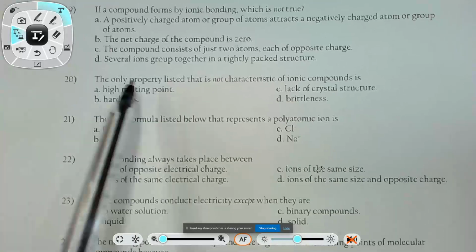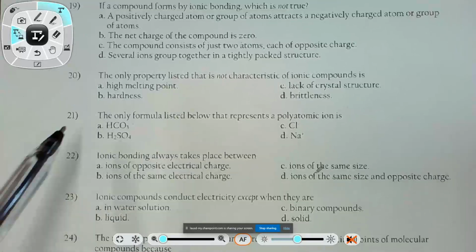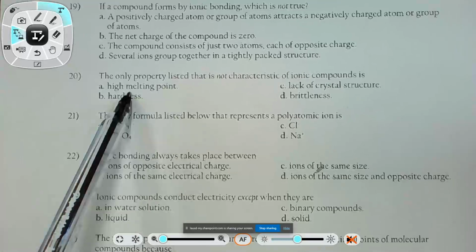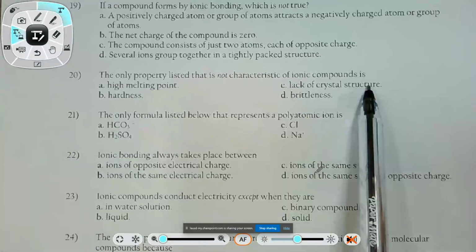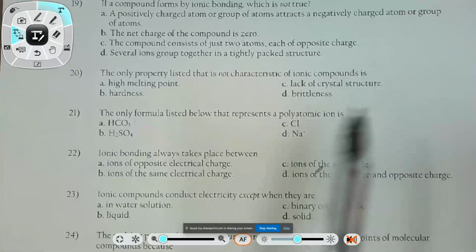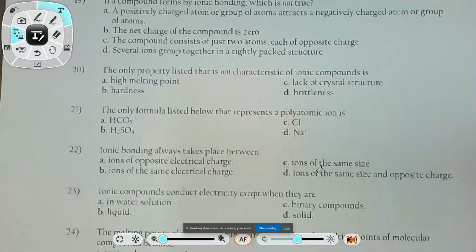20. The only property listed that is not a characteristic of ionic compounds. So remember, ionic compounds do have a high melting point. They are hard. They are brittle, but they do have a crystal structure. They have a crystal lattice structure. So this is not correct. That's a different bonding structure.